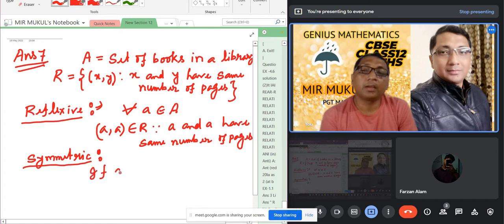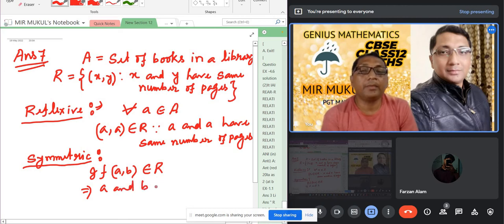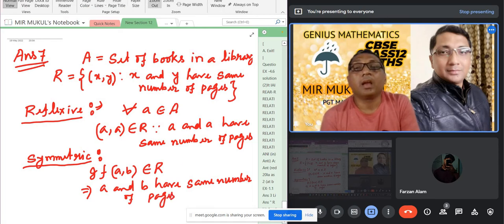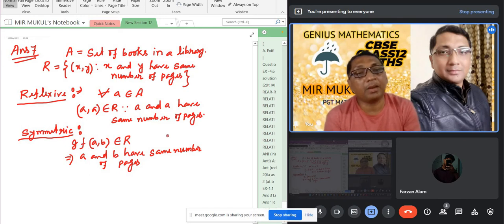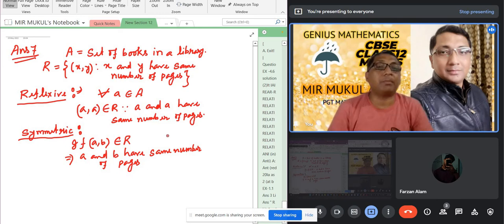If (a, b) belongs to R, what does it mean? A and B have the same number of pages. If you see, A and B have the same number of pages, then B and A will also have the same number of pages.